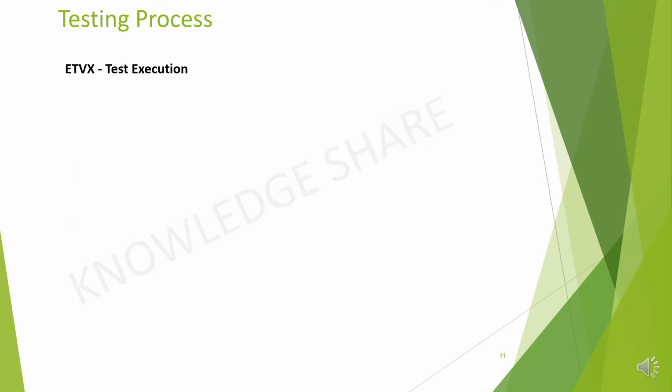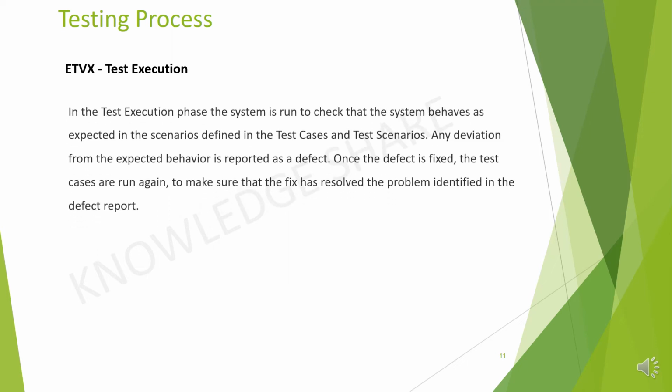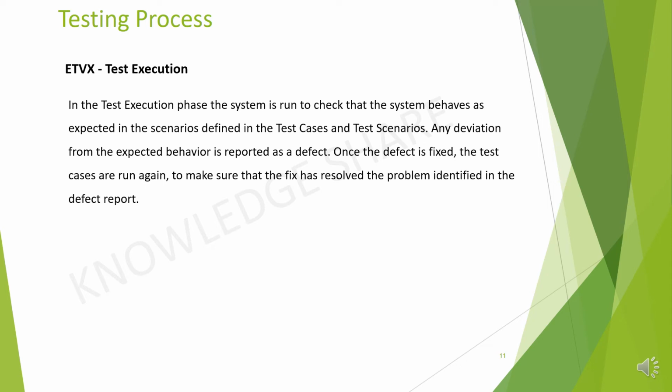Next question: define test execution using the ETVX model. In the test execution phase, the system is run to check that the system behaves as expected in the scenarios defined in the test cases and test scenarios. Any deviation from the expected behavior is reported as a defect. Once the defect is fixed, the test cases are run again to make sure that the fix has resolved the problem identified in the defect report.